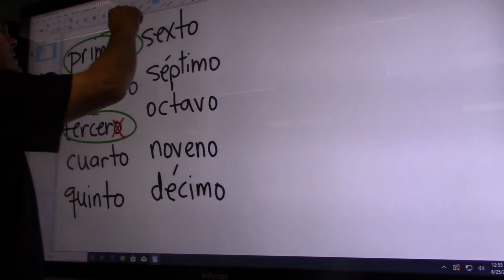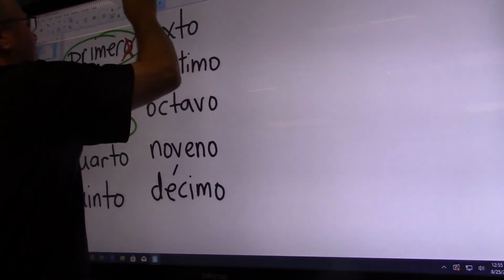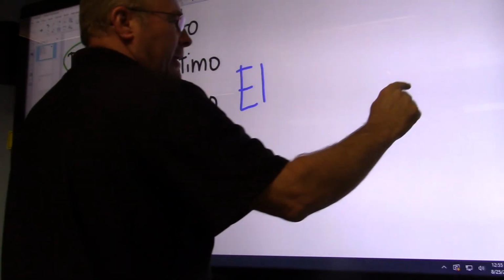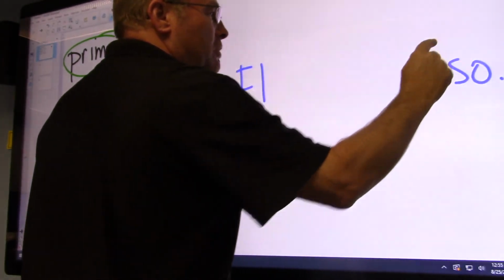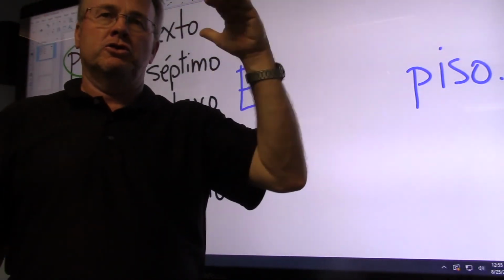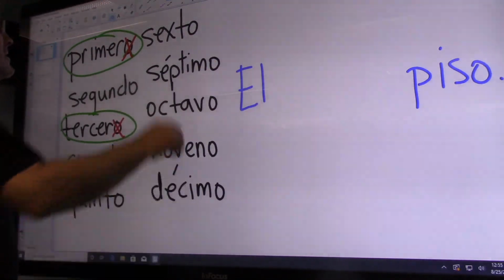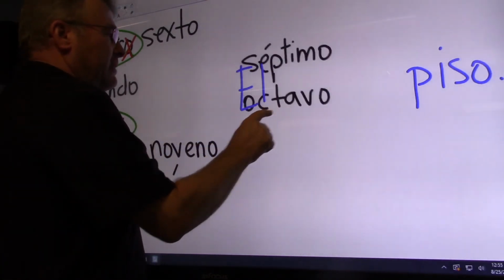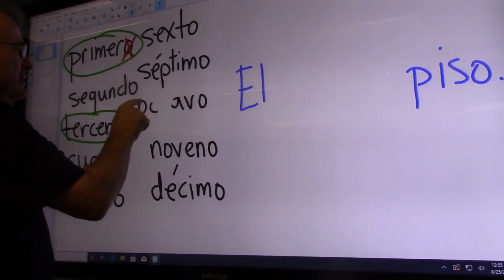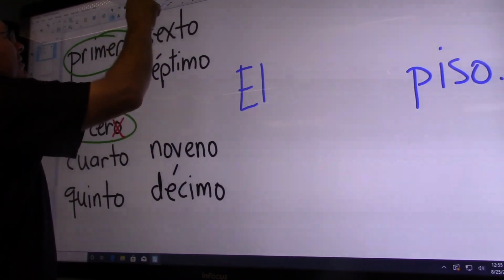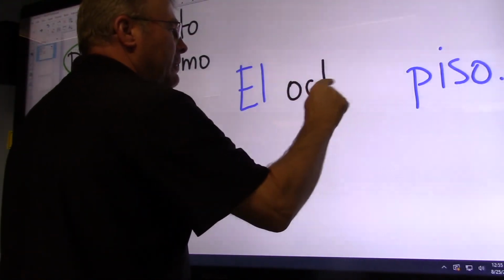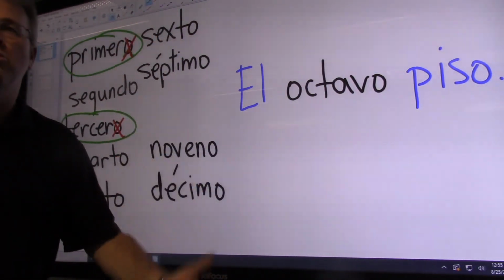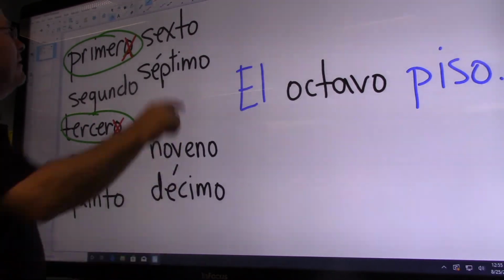Let me show you what I mean. Let's talk floors here, like as in stories of a building. So if I were to say el piso. Piso is the Spanish word for floor, as in the floor of a building or story of a building. So if I wanted to say the eighth floor, what would that sound like? I want to be able to write that independently. Okay, so what would the eighth floor sound like? El octavo piso. O el piso octavo. El octavo piso, the eighth floor. We're totally good, right? The eighth floor.